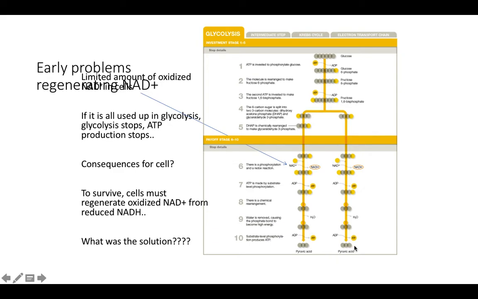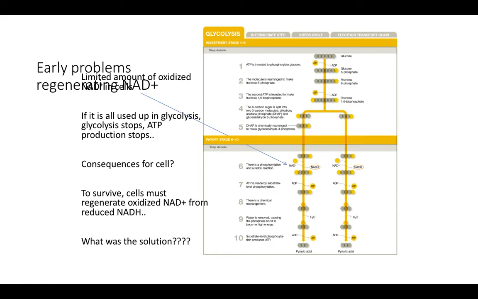But you guys, there was this huge problem, and that is, remember, the cell has a very limited amount of oxidized NAD. So as glycolysis is being performed, all of the oxidized NAD is getting reduced to the reduced NADH. And once the cell runs out of NAD, glycolysis stops right here. And you want to notice that the ATP is being made downstream from there, right? So this was a huge problem for the little cells. How can they regenerate their NAD?